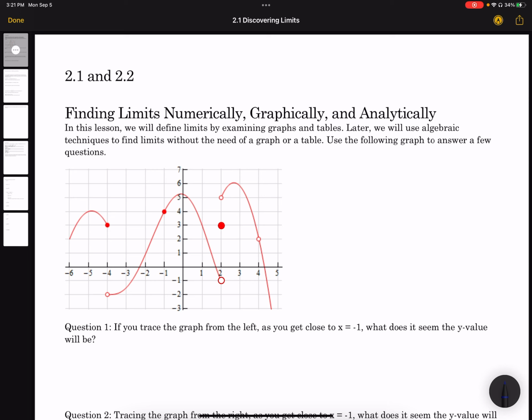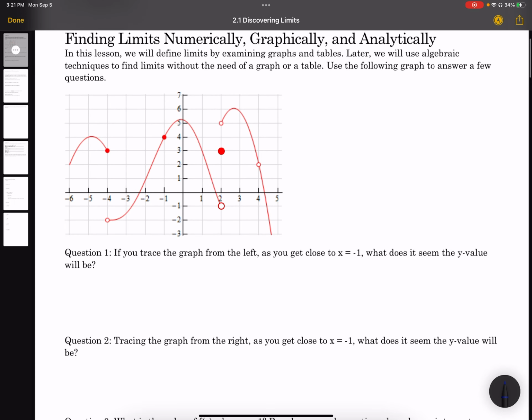You will need to make use of Desmos, so open it and just follow along with the video. For our first question, we have this piecewise function, and the question says if we trace the graph from left to right as we get close to x equals -1, what does it seem the y value will be? So imagine that we start at this open circle here and trace our graph from the left, meaning we start to the left of x equals -1, and we stop when we get very close to x equals -1. It seems like the y value will be 4.